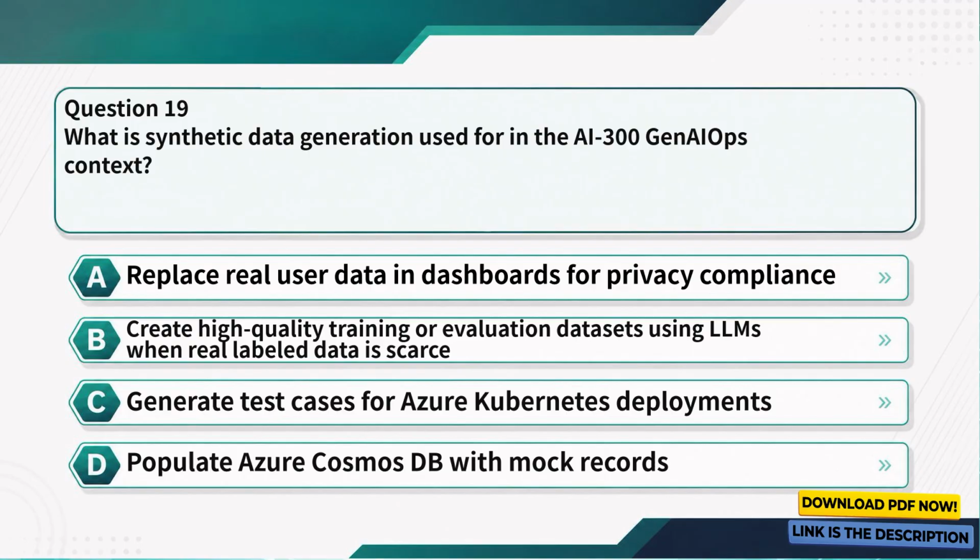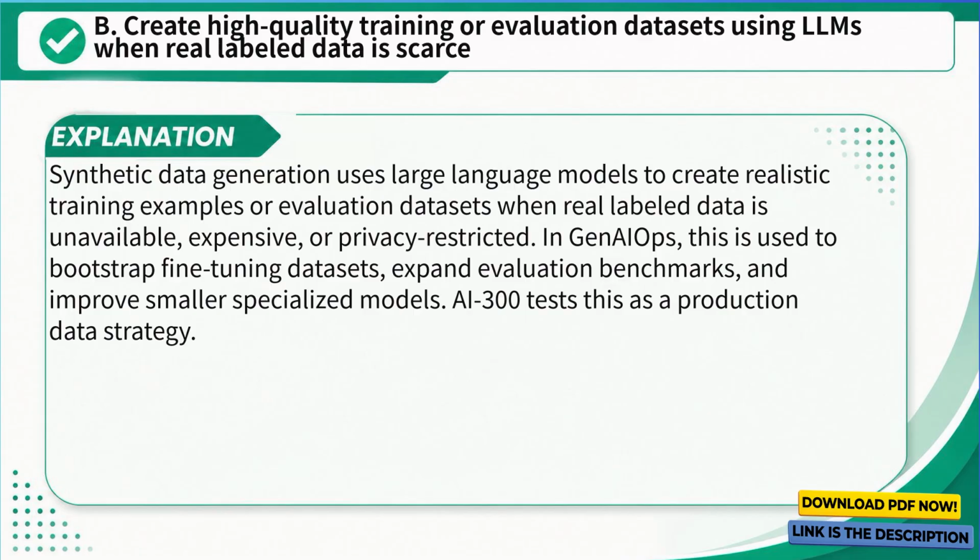Question 19. What is synthetic data generation used for in the AI-300 GenAIOps context? A. Replace real user data in dashboards for privacy compliance. B. Create high-quality training or evaluation datasets using LLMs when real labeled data is scarce. C. Generate test cases for Azure Kubernetes deployments. D. Populate Azure Cosmos DB with mock records. Correct answer: B. Create high-quality training or evaluation datasets using LLMs when real labeled data is scarce.